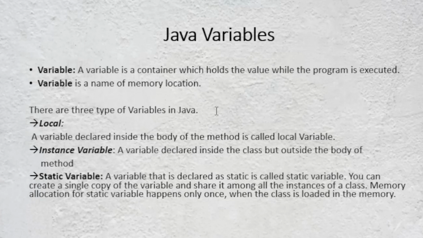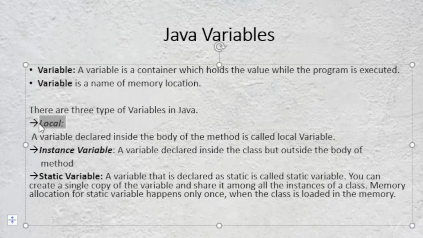There are three types of variables in Java. We have local variables, instance variables, and static variables. Local variables are those variables which are declared inside the body of a method, and instance variables are those variables which are declared inside the class but outside the body of a method. So that's the difference between a local variable and an instance variable.